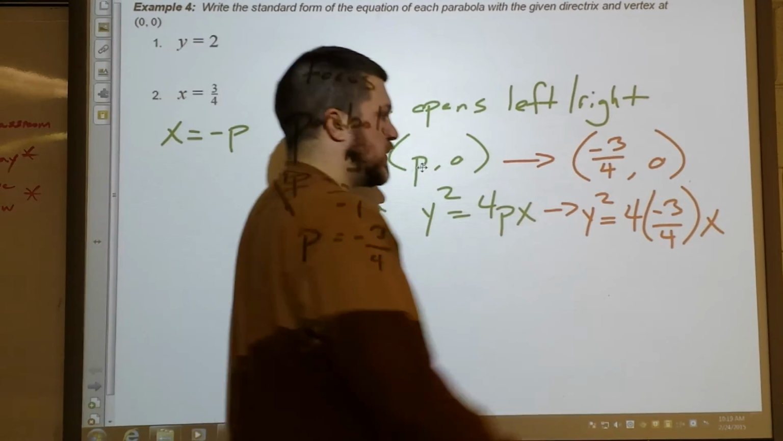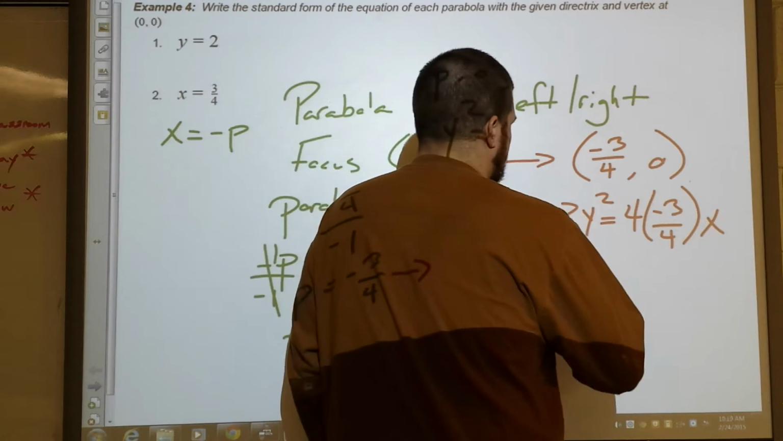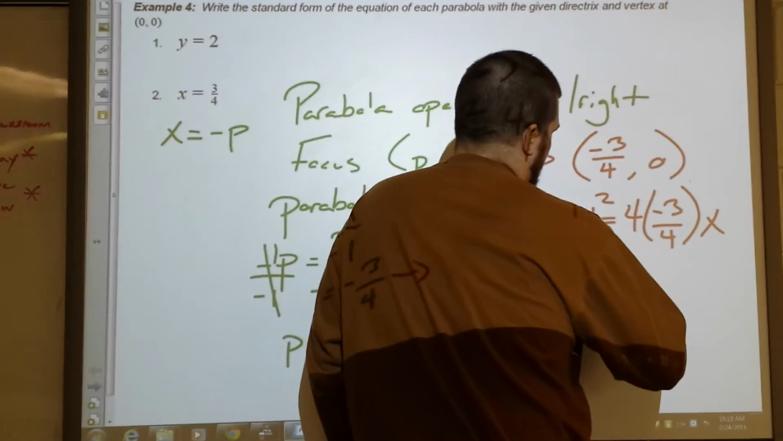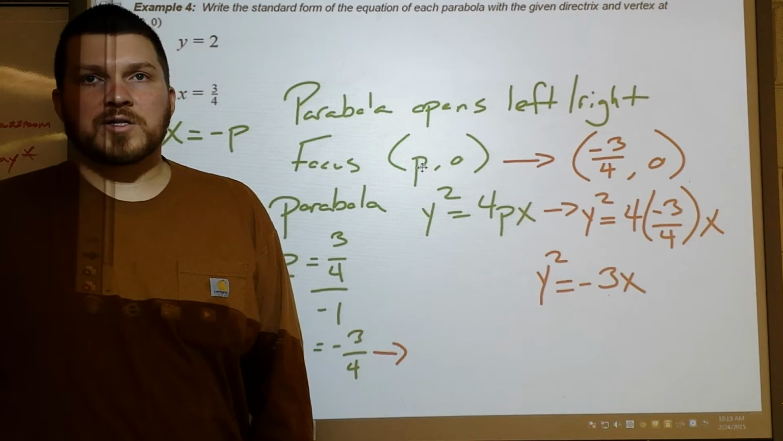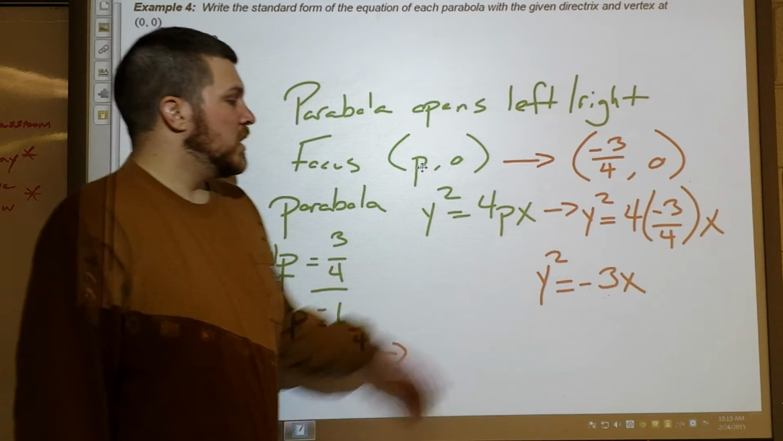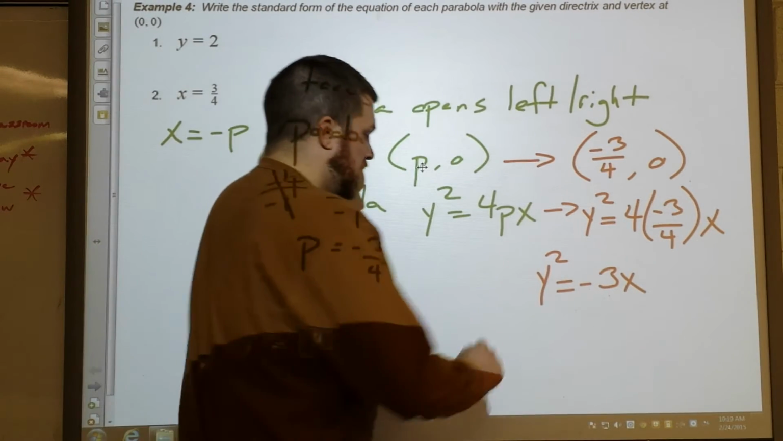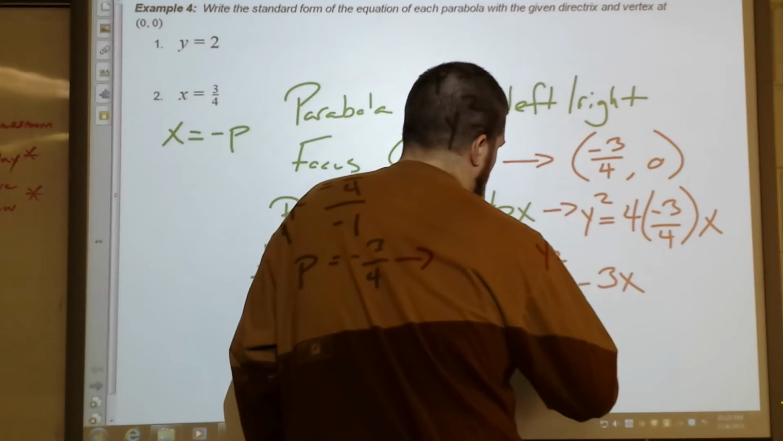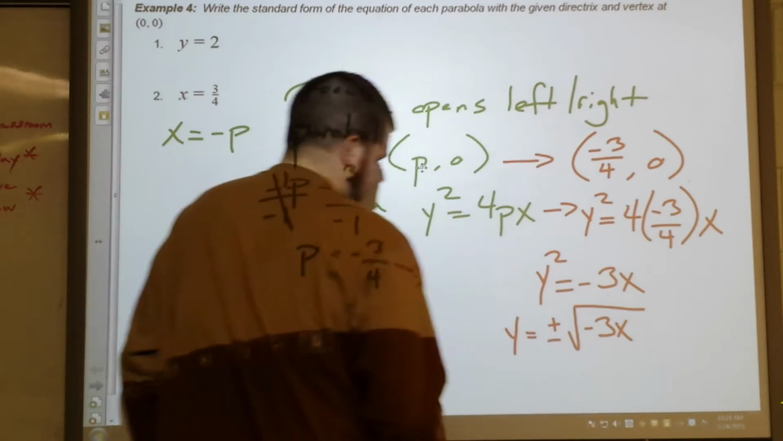Cleaning this up as much as possible. If you need to use a calculator here, go ahead and use that calculator. But I have y squared equals negative 3x. But again, my calculator cannot graph y squared. So like we did in the previous video, we're going to have to split this up using square roots. Since my power is even, I have to include the plus or minus. So y equals plus or minus the square root of negative 3x.